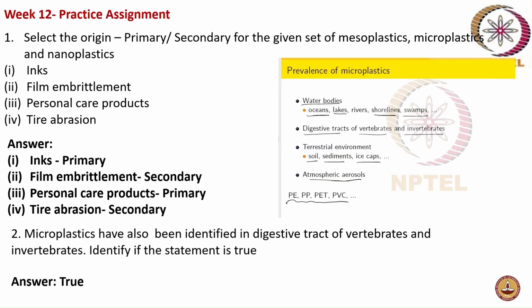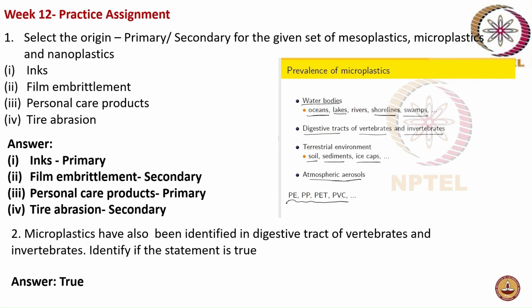In fact, this prevalence of microplastics is there in water bodies, it is there in oceans, lakes, rivers, shorelines, swamps, in digestive tracts of vertebrates and invertebrates. They are present in terrestrial environments like soil, sediments, and ice caps. They are also present in the atmosphere in the form of aerosols. So even the air we breathe in will have certain microplastics suspended in it, and we tend to breathe that in also. That may also enter into our system. Which is all very alarming, right?